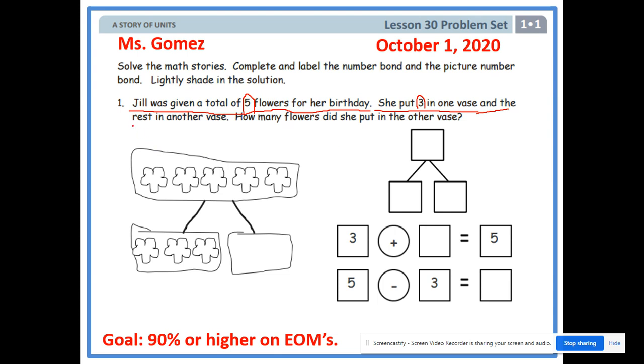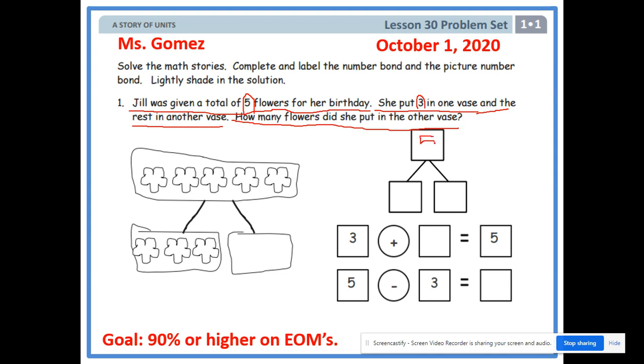And the rest in another vase. Does it tell us how many more in the other vase? Get ready. No, right? That's our mystery part, mystery number. How many flowers did she put in the other vase? And that's what they want to know. So here, they already started most of it for you. What is the total number of flowers she got? Get ready. Yes, 5. So 5 is our whole number.